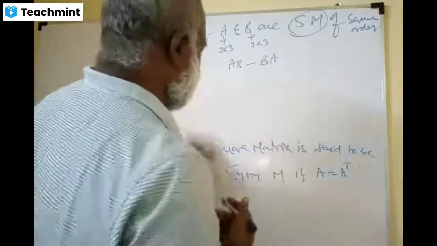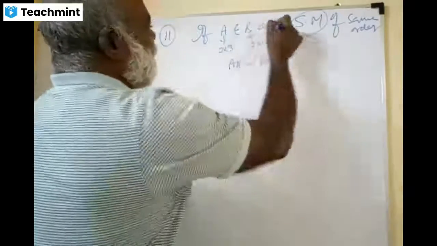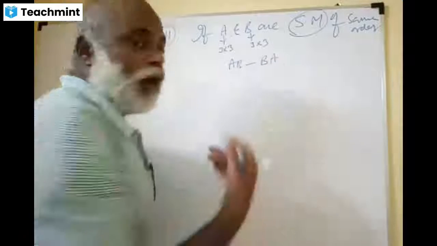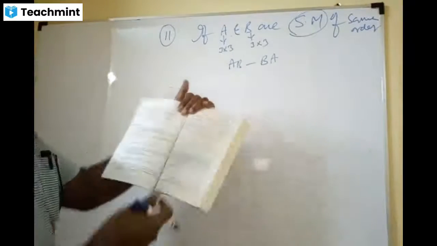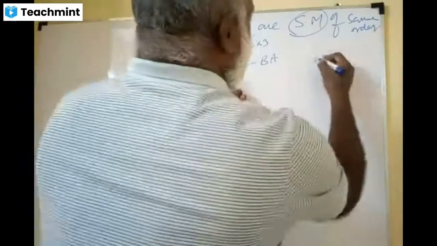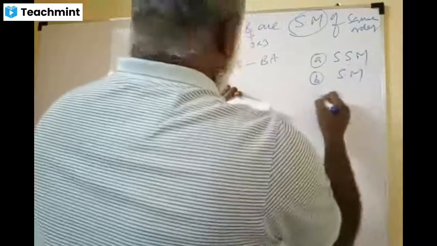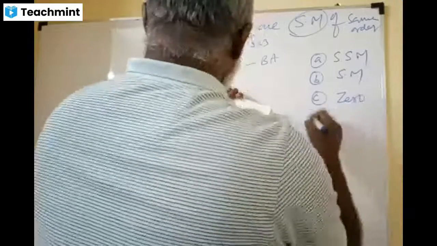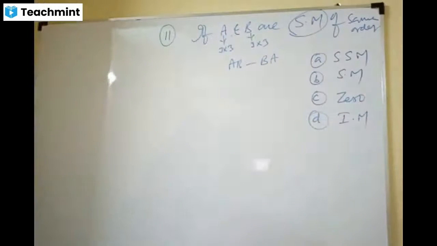Friends, A and B are symmetric matrices. They are asking what kind of matrix AB minus BA is. The options: A, skew symmetric matrix. B, symmetric matrix. C, zero matrix. D, identity matrix. Wow, brilliant.